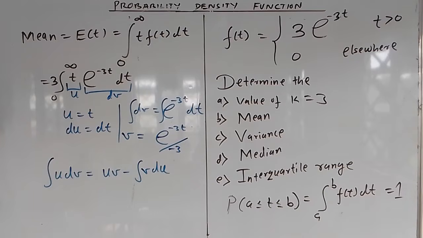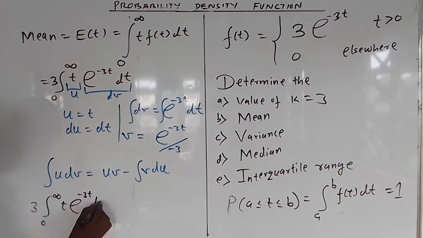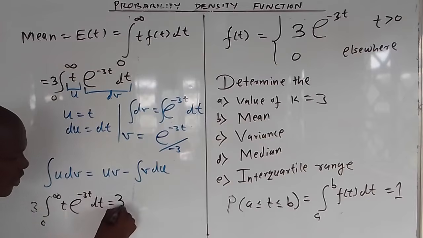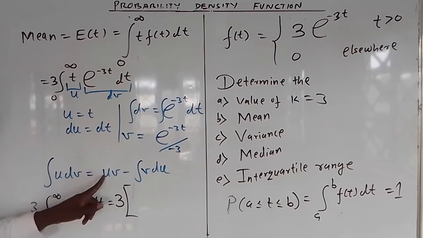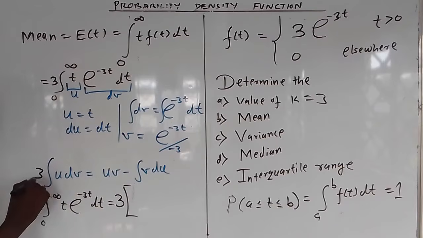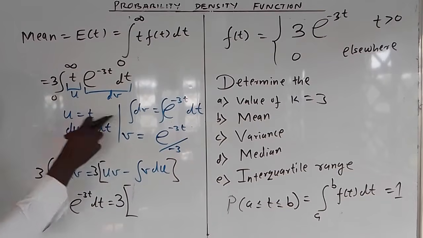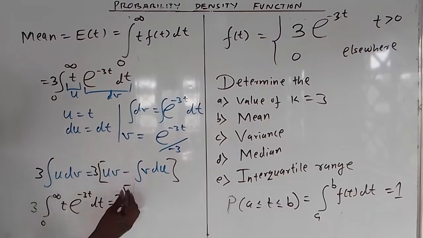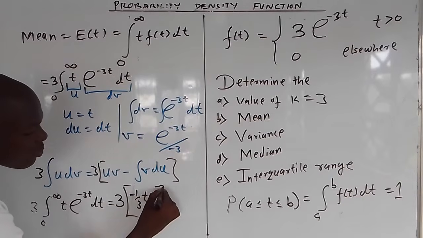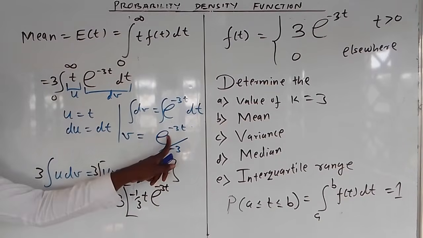Are we together? Good. So what do we have here? We have 3 into the integral from 0 to infinity of t exponential negative 3t dt. It is 3, which is our constant outside, into what? Into uv, isn't it? Meaning there's 3 outside here, you multiply both sides of the equation by 3, so that you get 3 into u dv. Are we together? Which we are supposed to get is uv. What is u? T times this, isn't it? T times that, you get negative 1 over 3 t exponential negative 3t, this times this.